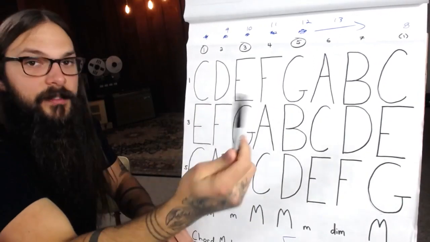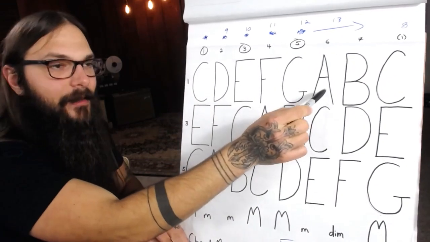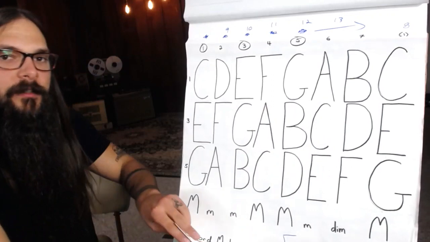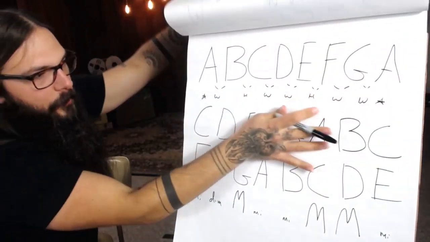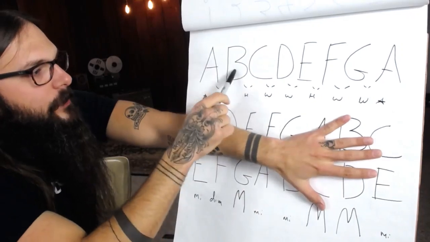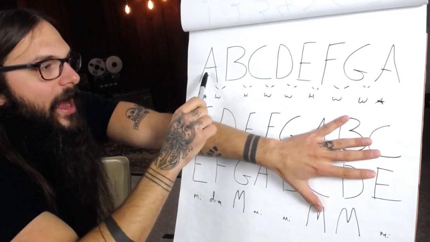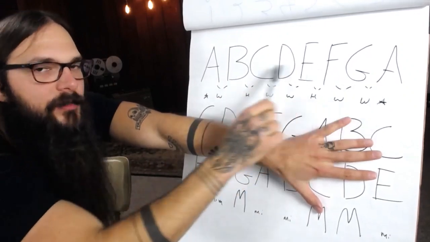So, for the key of C, obviously we start on C. 1, 2, 3, 4, 5, 6. The sixth degree, A, is the relative minor. So if I ignore this for a second, and I go ahead and write the same notes, A, B, C, D, E, F, G, and A, I can say, okay, well, that's my minor scale. That's an A minor scale. Great.